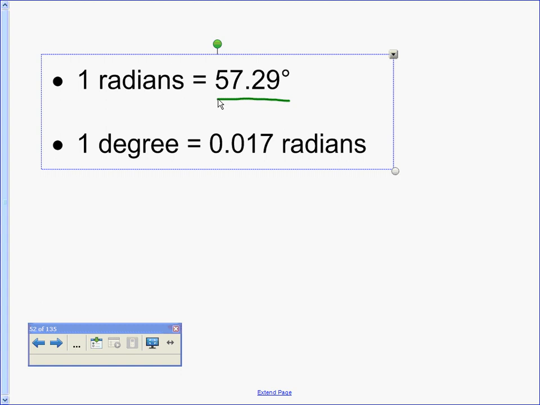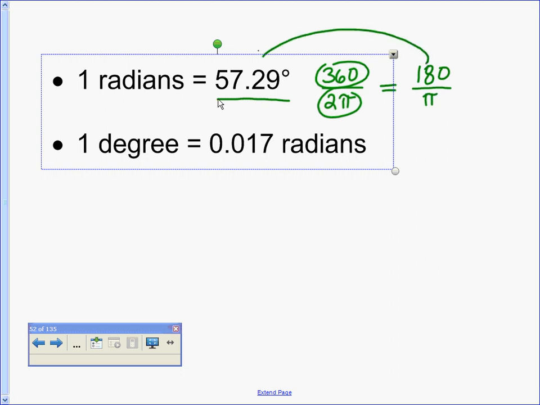So we know that there are 360 degrees in a circle. And we know that there are 2 pi radians within a circle. If we take the 360 degrees and divide it by the 2 pi, then that's where we would get 180 over pi. We simplify that, which is going to simplify, as a decimal, to about 57.29 degrees. And that's when we want to know how many degrees there are in 1 radian.